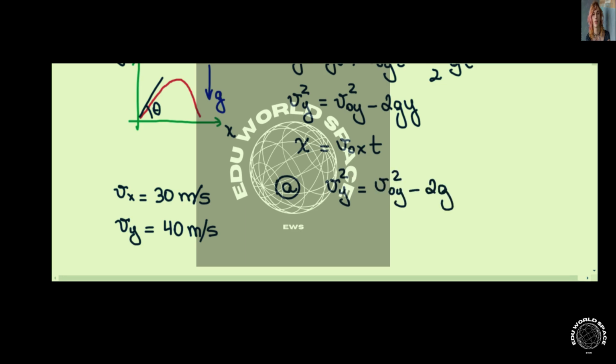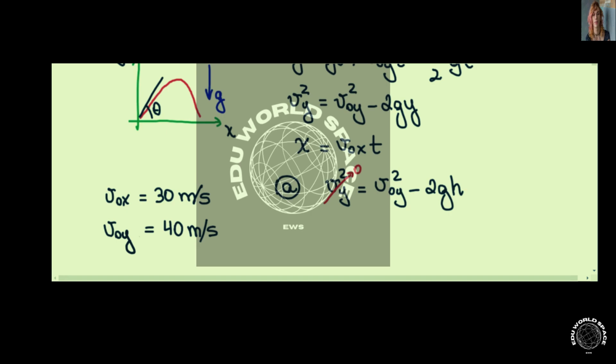So in question A, we have to find the maximum height achieved by the rocket. So I'm going to use Torricelli's formula. So we have that vy squared is equal to v0y squared minus 2g h. h is the maximum height, meaning that vy, the velocity at this point, is equal to 0. And I think it's better to relabel these velocities here. So v0x is 30 meters per second, while v0y is 40 meters per second, because these are the initial velocities of the rocket.